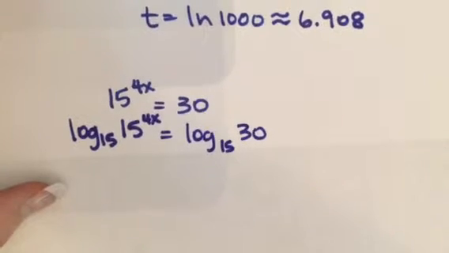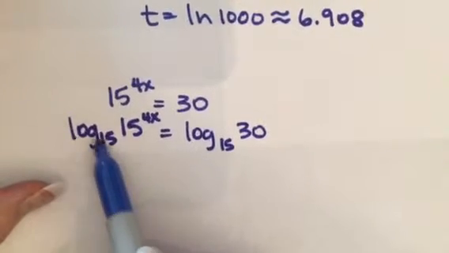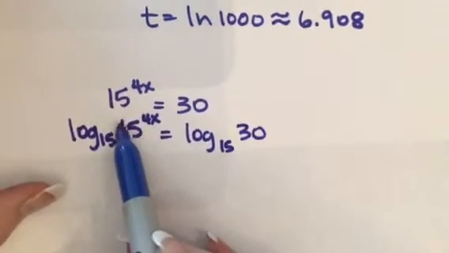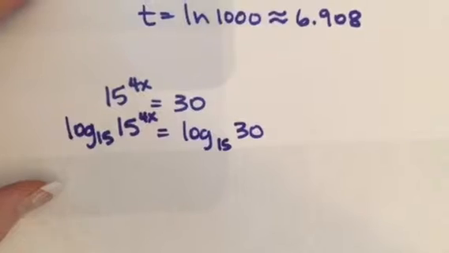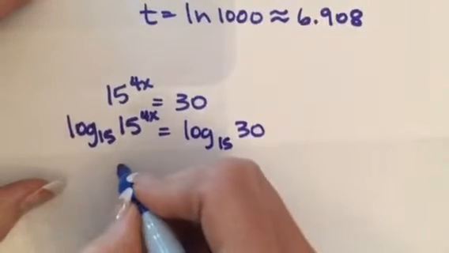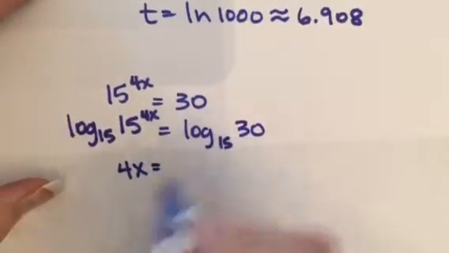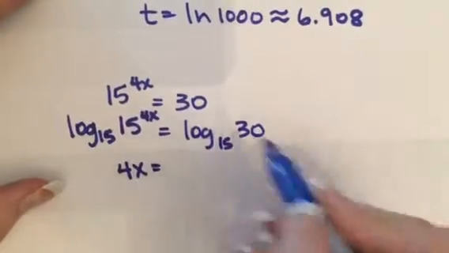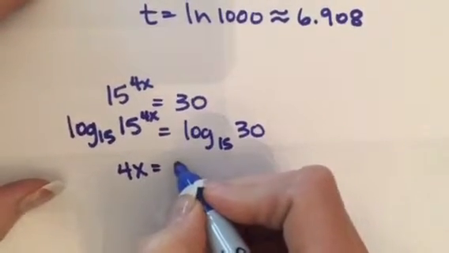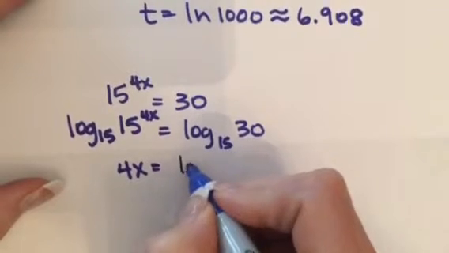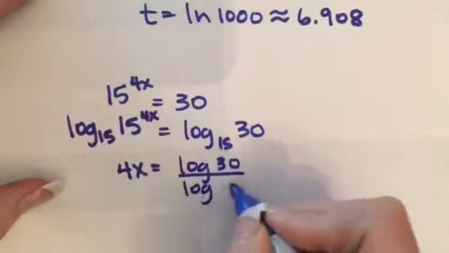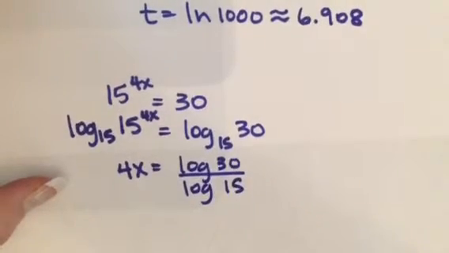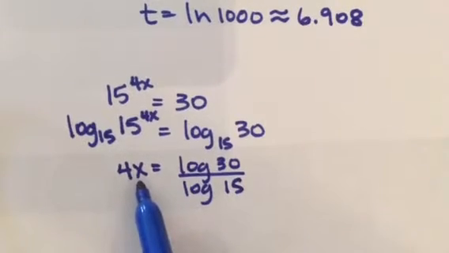Okay. So on our left-hand side, we have this log base 15 and this exponent with the base of 15, so they cancel each other out, and I am left with, I believe, just 4x. Now I'm going to write this with the change of base applied. So 4x is equal to log of 30 divided by log of 15. All right, so now I want to solve for x, so I want to isolate the x.